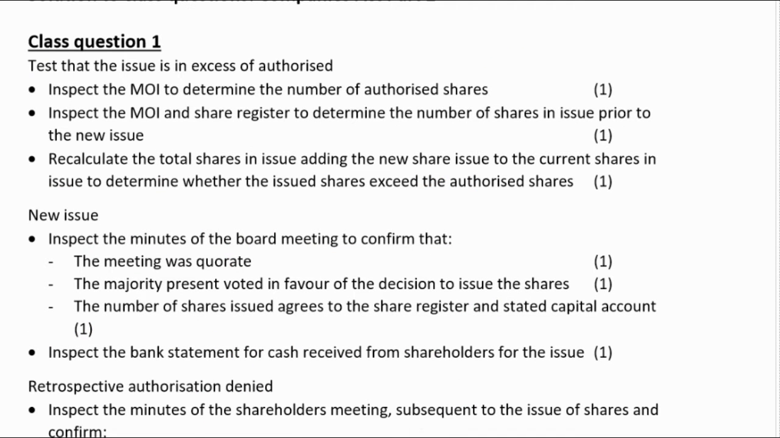Alright, so there you can see. First, test that it's in excess of the authorized share capital. How do you do that? Go and first see what the authorized share capital is in the MOI. So inspect the Memorandum of Incorporation. Then inspect the share register to determine the shares in issue prior to the new issue. So in addition to authorized, we have to look at what was issued before, so that I can then add my issued to the current issue to see that it exceeded the authorized. Okay, and then you can make sure that it does by recalculating.